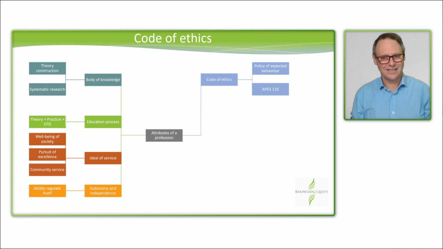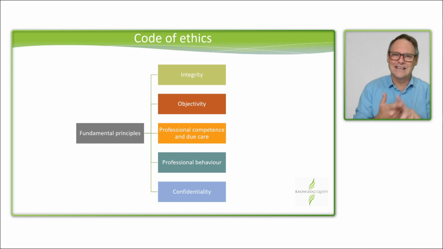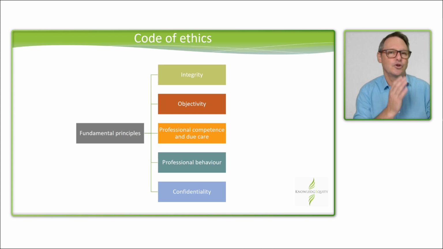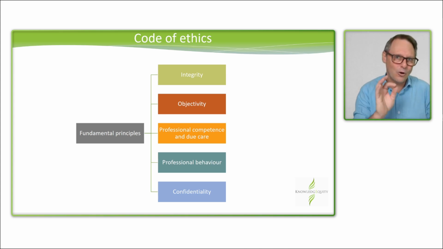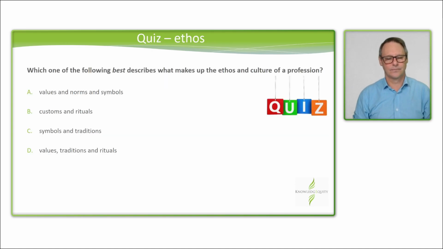That brings us to the Code of Ethics, and that's our policy of expected behaviour, the key themes, and we look at this in Module 2, but for now, the fundamental principles. Integrity, being honest. Objectivity, being impartial and unbiased. Professional competence, so you have to know your accounting, but also you have to take enough time to do it. Those are two things that have to work together. Acting in a professional way and maintaining confidentiality.